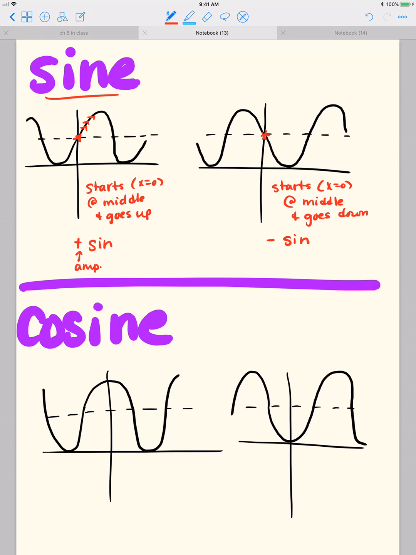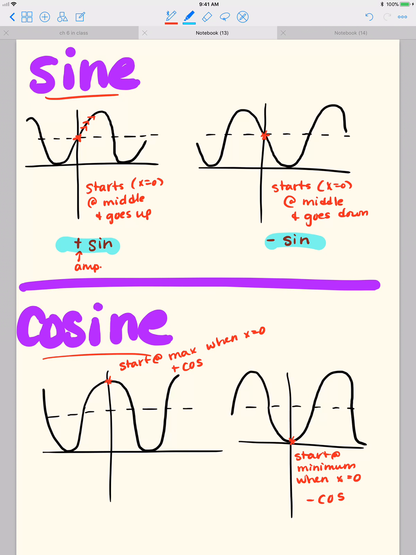For cosine, cosine graphs either start at a minimum or a maximum. So if you have the graph starting at a maximum when the x value is 0, or the t value or theta, then you have a positive cosine function. And if you have the start of the graph at a minimum when the x value is 0, or t or theta, then you have a negative cosine function. So those are the 4 possible functions that you'll build off of, but it's your job to identify whether they're positive or negative in sine versus cosine.